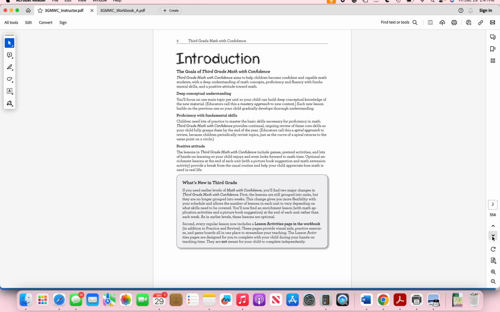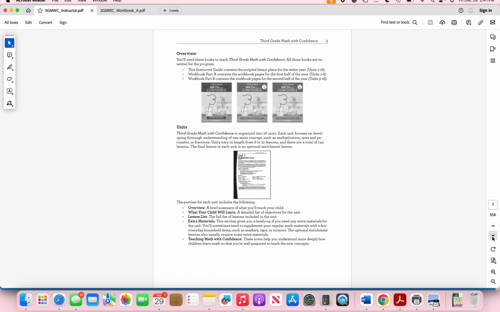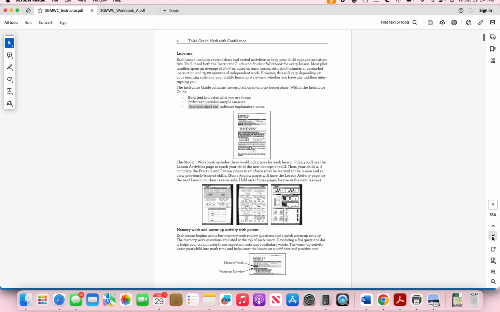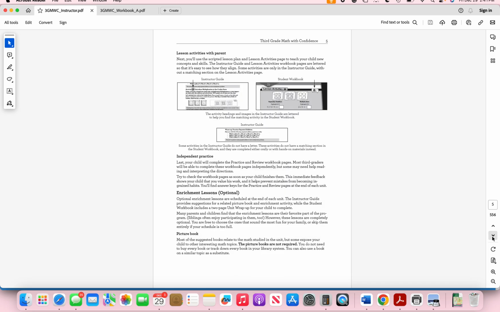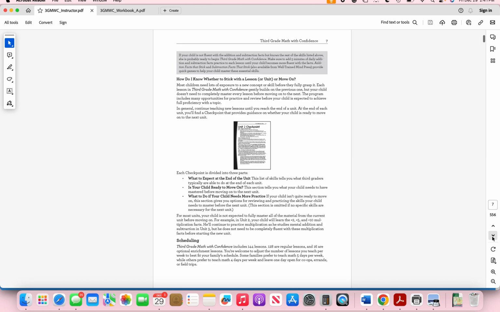All right, it talks about what's new in third grade. I kind of just went over that with you. Gives you an overview of the units, how the lessons look, and all of that.